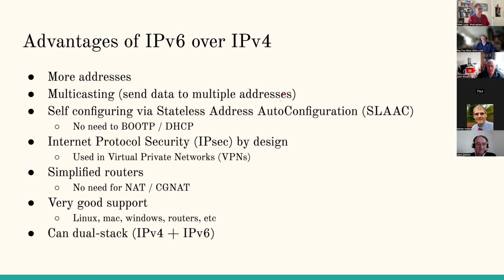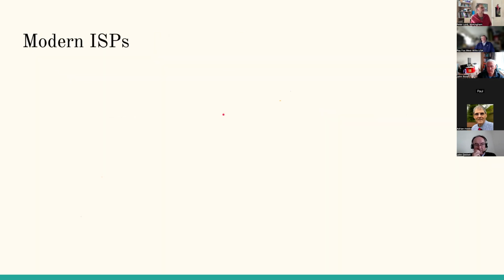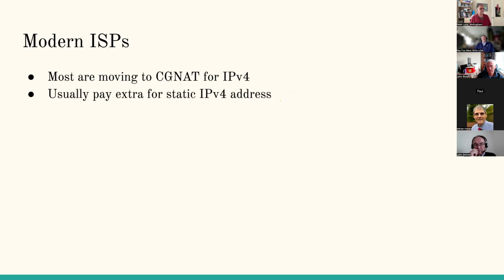But you can dual stack. We saw some screenshots. My Mac here has got both an IPv4 and IPv6 address. So modern ISPs, most now, fiber to the premises being rolled out. And if you start to scratch beneath the surface, most of them are using CGNAT for IPv4. You might have to pay extra to bypass CGNAT to get your own allocated IPv4 address.